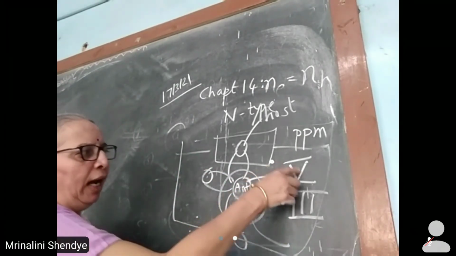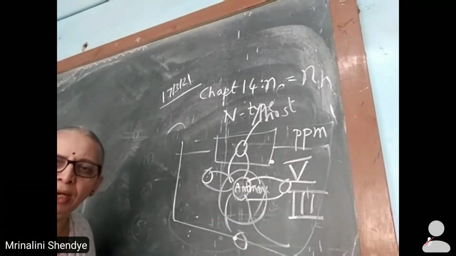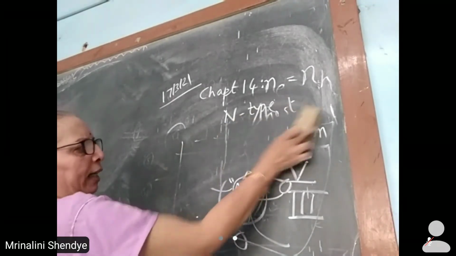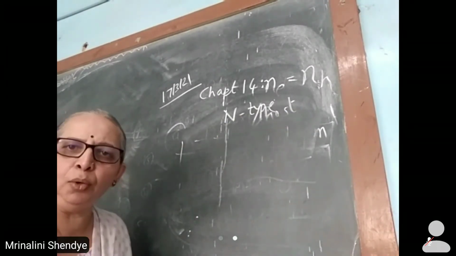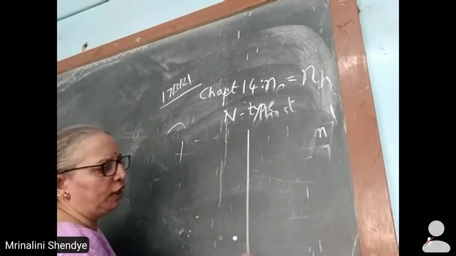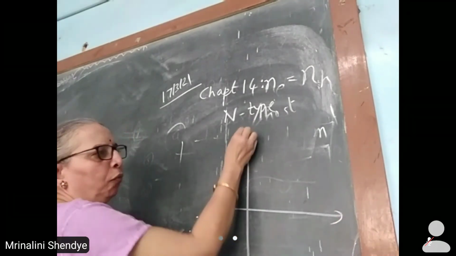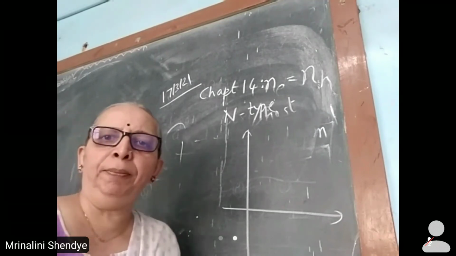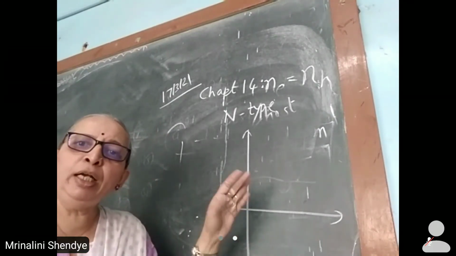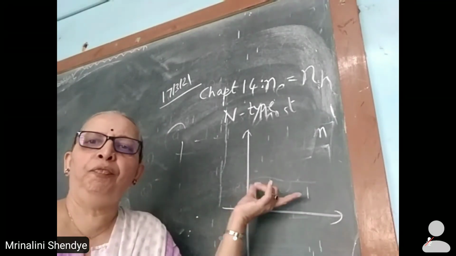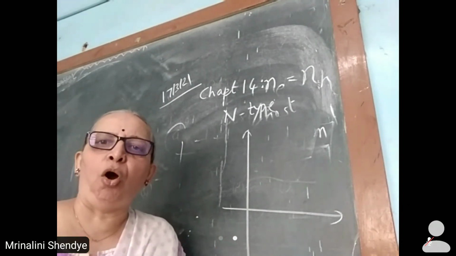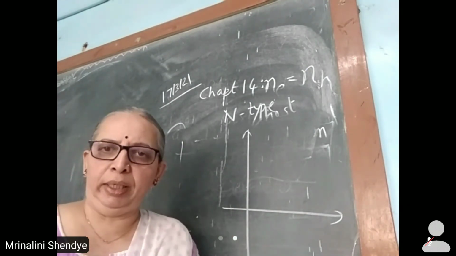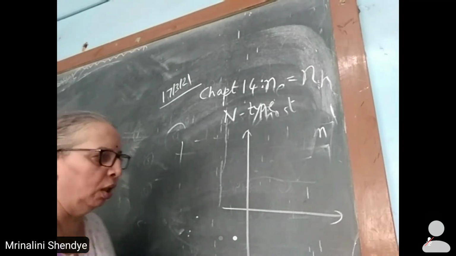So in N-type, what happens? If I draw the energy level diagram, what happens now? This fifth electron, which is loosely bound and of donor type, the impurity donates it. So fifth group elements are called donor impurities. They donate electrons.